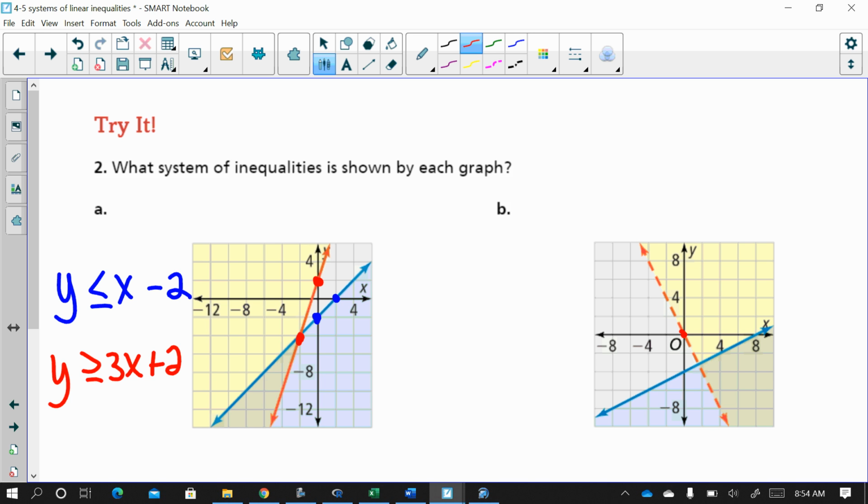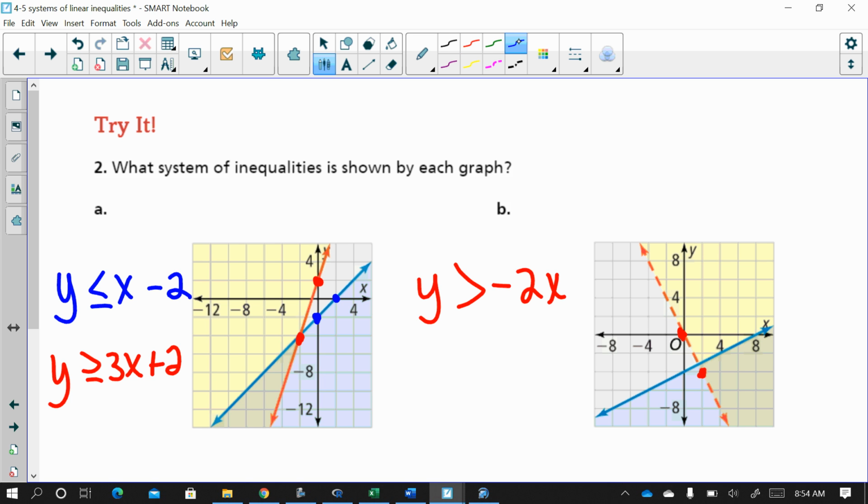Okay, pause the video, try letter B. Okay, so the red line, I'm going to start with nice points. Okay, again, we're now going by 2. So my y-intercept is 0, so I don't even have to put anything there. So I go down 2, 4 over 2. So my slope is -2. Okay, I am shaded above, so I'm greater than. And it's a dashed line, so I leave it.